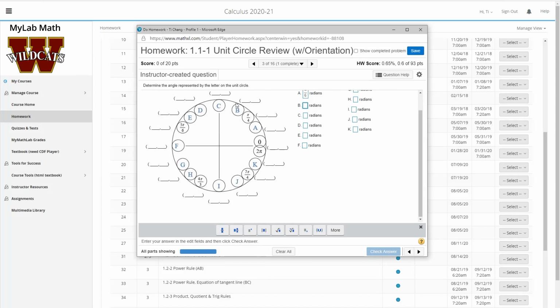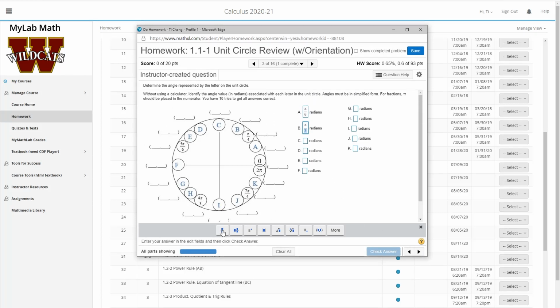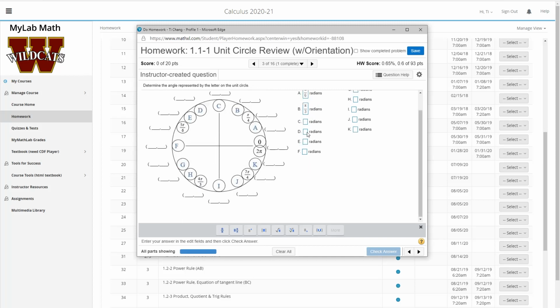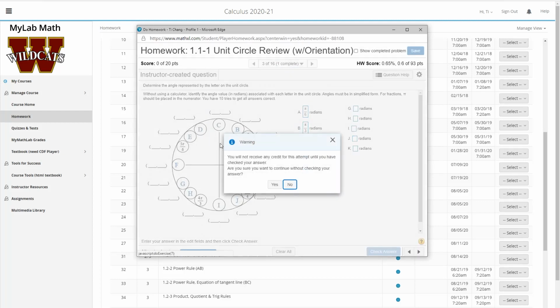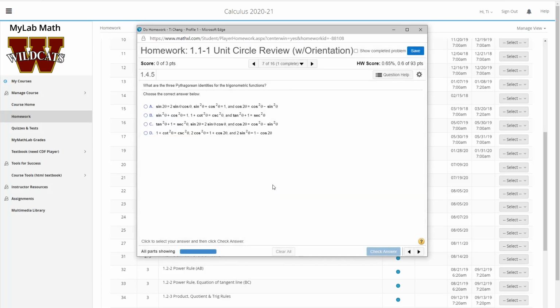So for letter B, this right here is pi over 3. So I would type pi/3, and that's a fast way to do it. You could also use this fraction bar here if you want to. I could hit this fraction bar to make a fraction and hit pi over whatever this one is. So you want to fill all of those out, and eventually you'll get some questions where you just have to answer the questions.